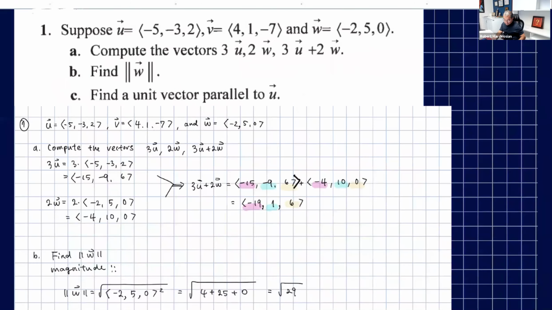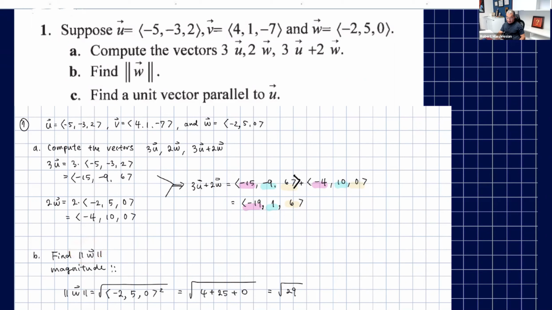The first one, you're given 3 vectors in R3. The first question is pretty straightforward. It says compute 3U, 2W, and then add them. So 3 times U, you take 3 and multiply it by the components, so you get that vector. 2 times W, you take 2 and multiply it by the components of W. Then 3U plus 2W, you just add the 2 vectors and you get negative 19, 1, and 6.